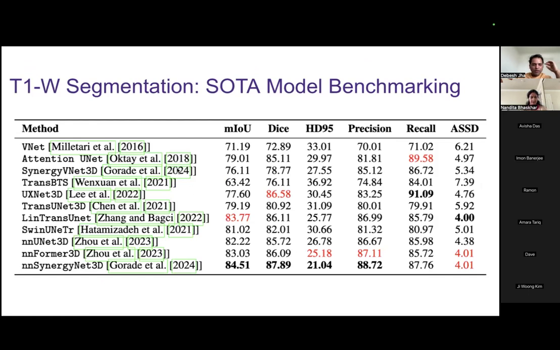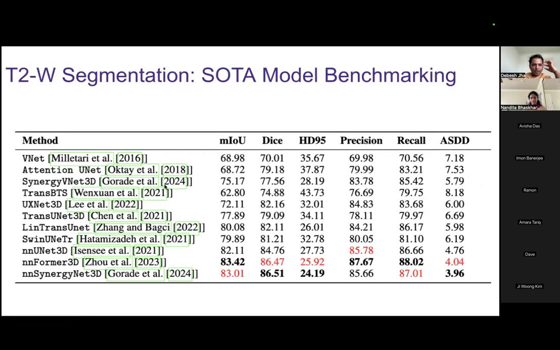When we release a data set, we also set some benchmarking algorithms. We compare with some of the state-of-the-art algorithms, and this is the algorithm from our group, like this one and this one. We got good results. As you can see here, for example, we achieved a dice coefficient of 87.89. And then this is for T2.